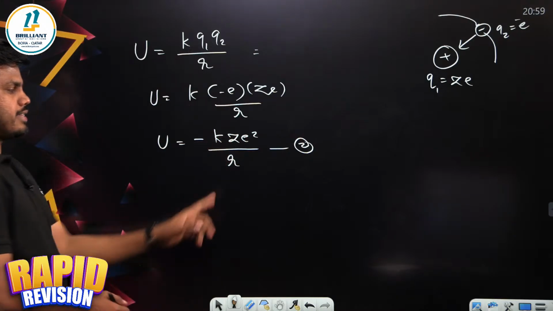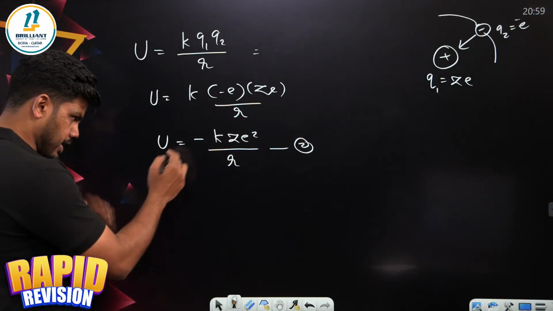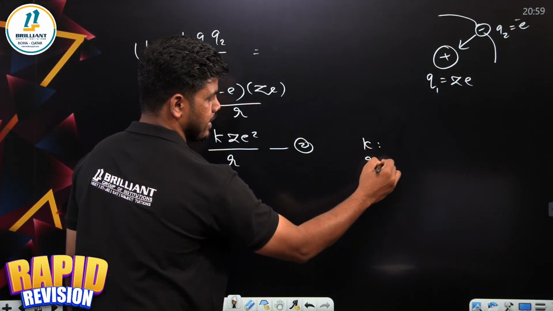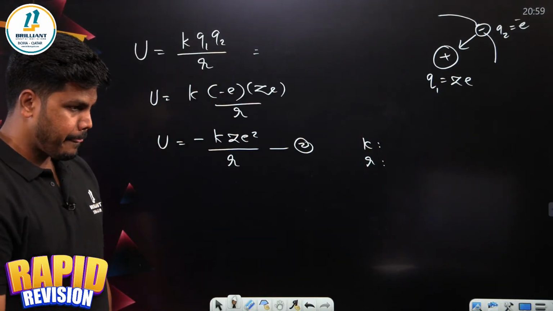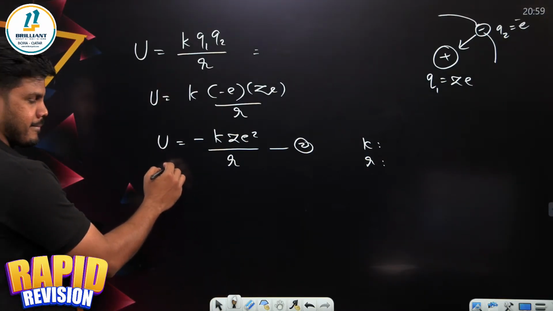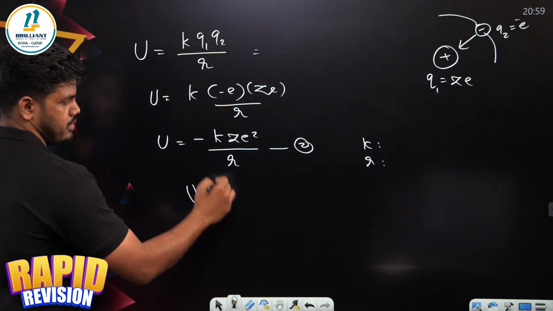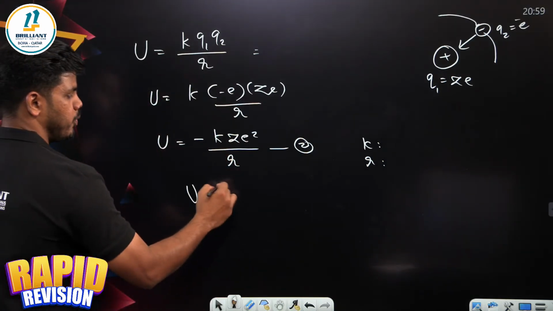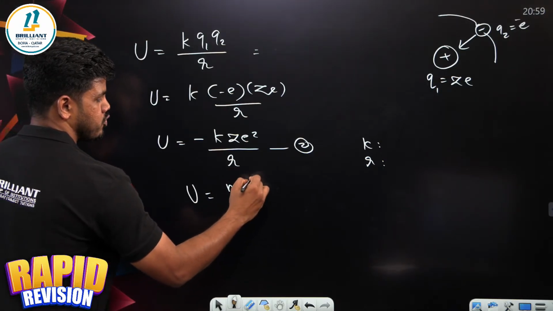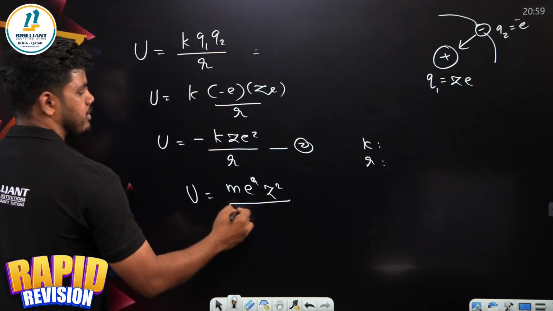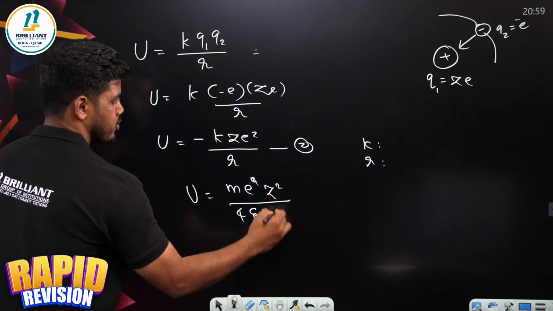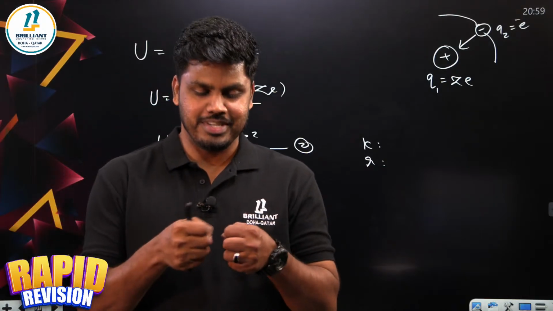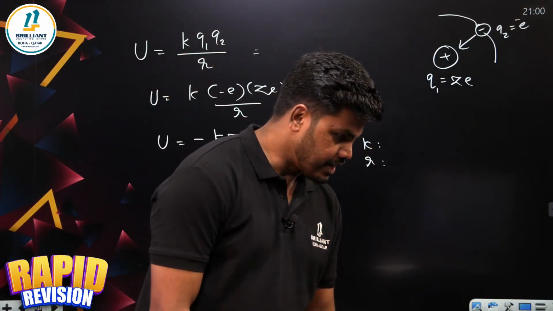U is equal to minus K Ze square by R is the potential energy equation. If you substitute for K and R just like in the previous case, K is 1 by 4 pi epsilon 0, R is the previous value. We get U equal to minus m e raised to 4 Z square divided by 4 epsilon 0 square n square h square. Potential energy is negative. Force between them is attractive, so potential energy will be negative.